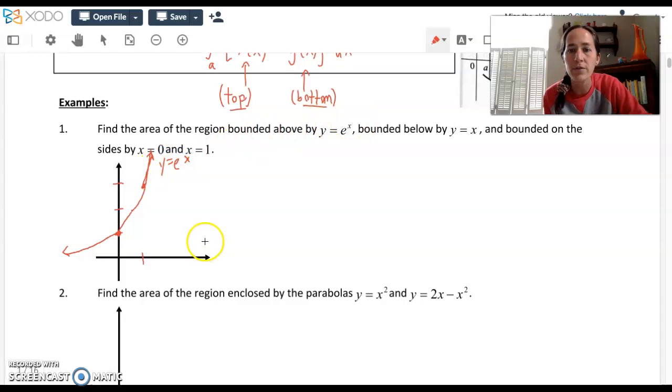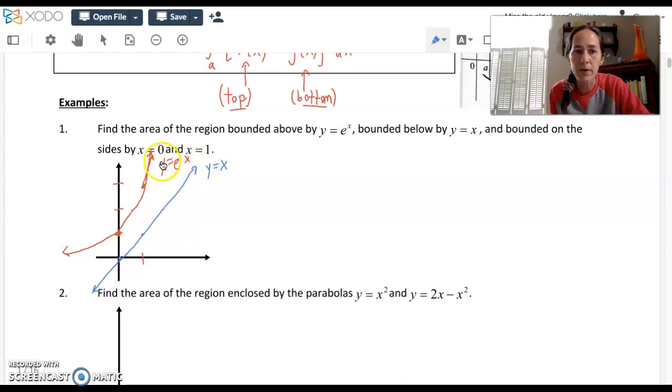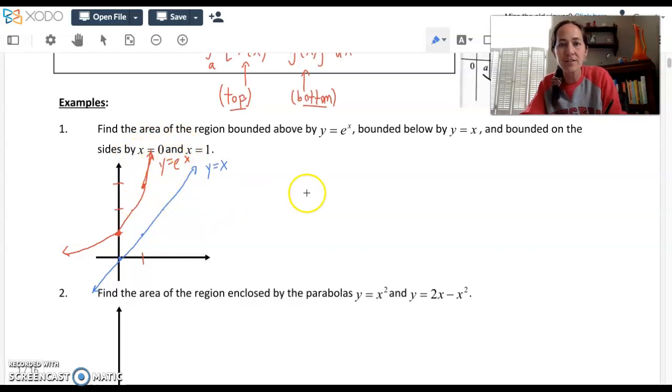Okay, it's also bounded below by y equals x. Can we get a straight line on this picture? Going diagonally up, it has the points 1, 1, 2, 2, 3, 3, and so on. It'll go right through the origin. Almost miss it there. Y equals x. So above by the red graph, below by the blue graph, and it even tells us where it's bounded on the sides. Bounded on the sides by x equals 0 and x equals 1.